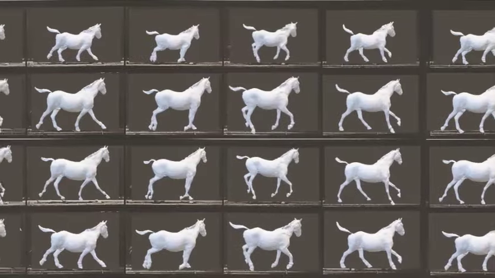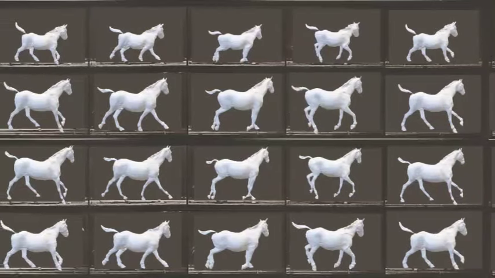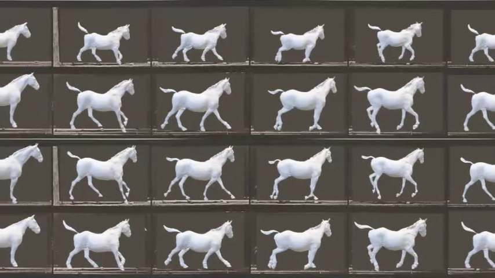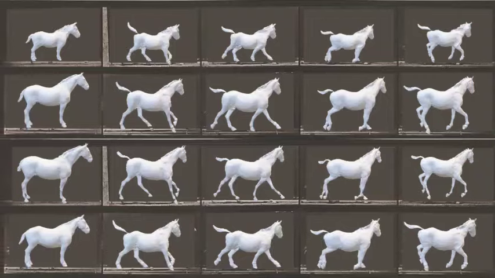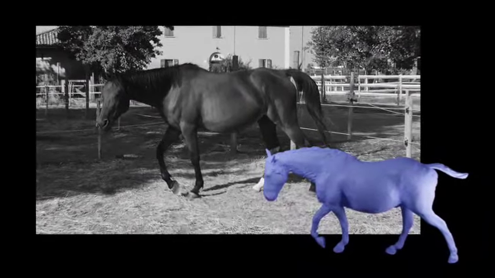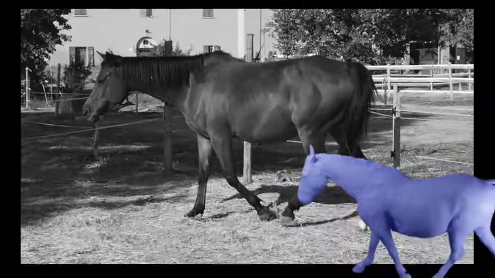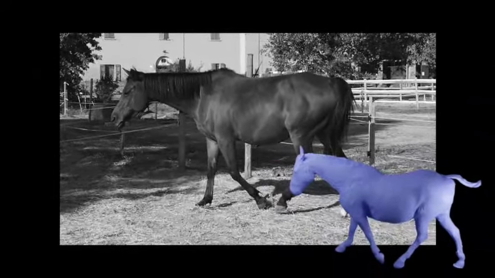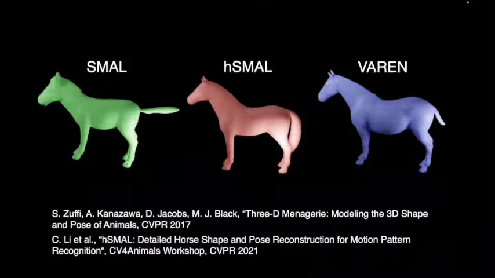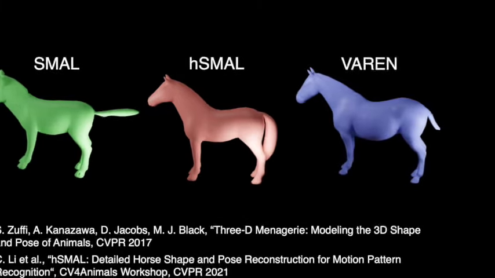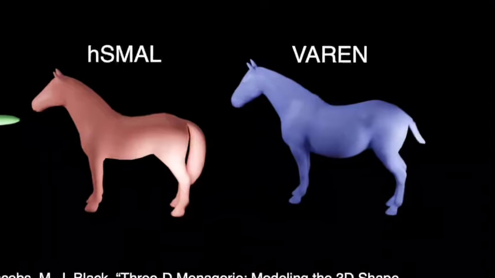VAREN is the first articulated 3D generative shape model that can generate highly realistic 3D horses. Our goal is to create a model that can support the development of model-based solutions for in-the-wild 3D shape and motion analysis. Compared with previous 3D parametric horse models, SMAL and H-SMAL, VAREN has a much higher quality, with more natural proportions and body surface details. This is achieved with 3 key novelties.